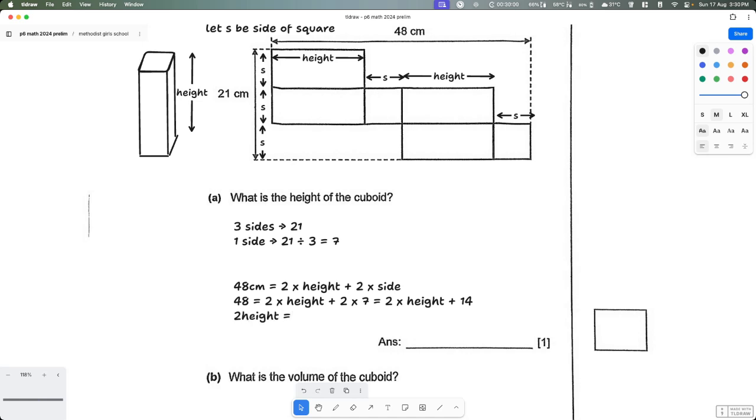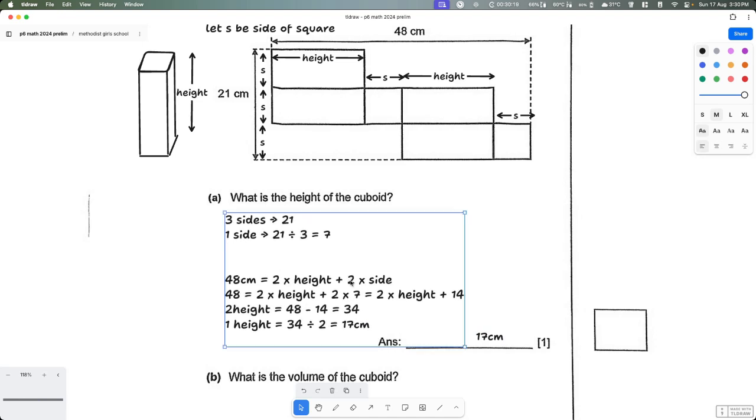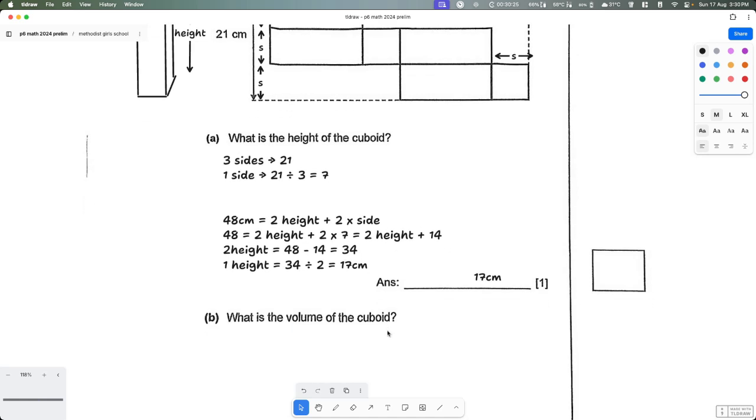So 2 height is equal to 48 minus 14, which is 34. One height is equal to 34 divided by 2. This will give us 17 centimeters. So that's the answer. The height is 17 centimeters. Okay, there you go.